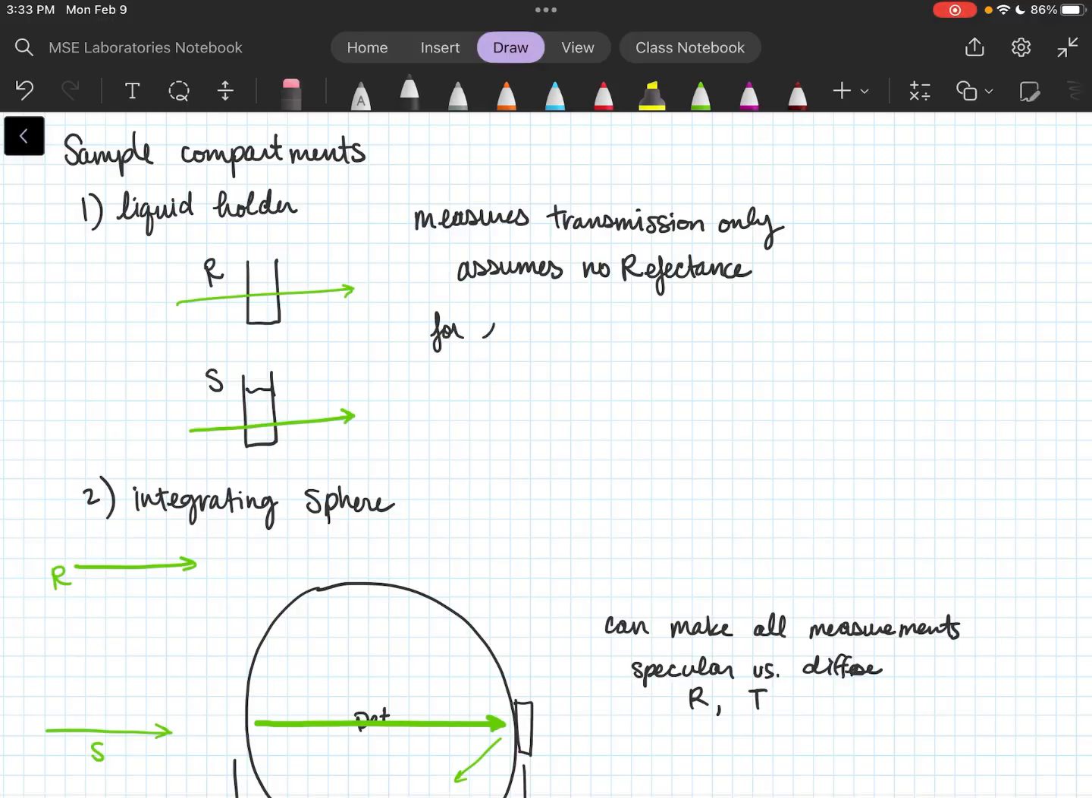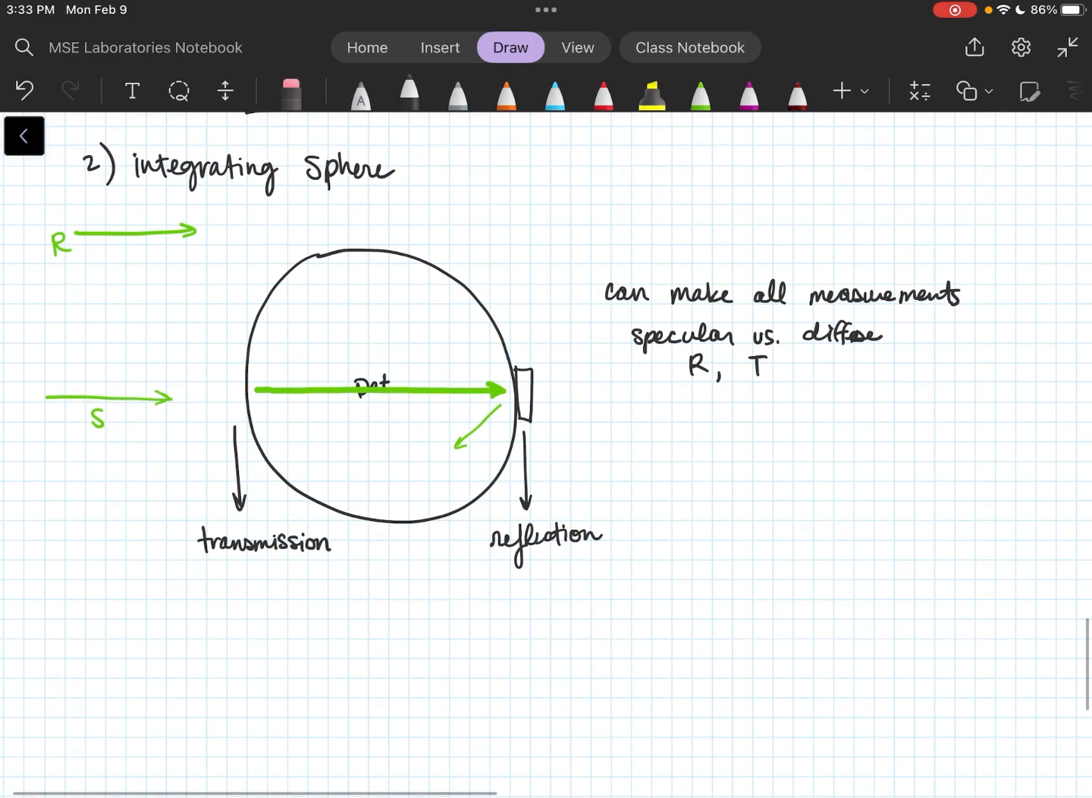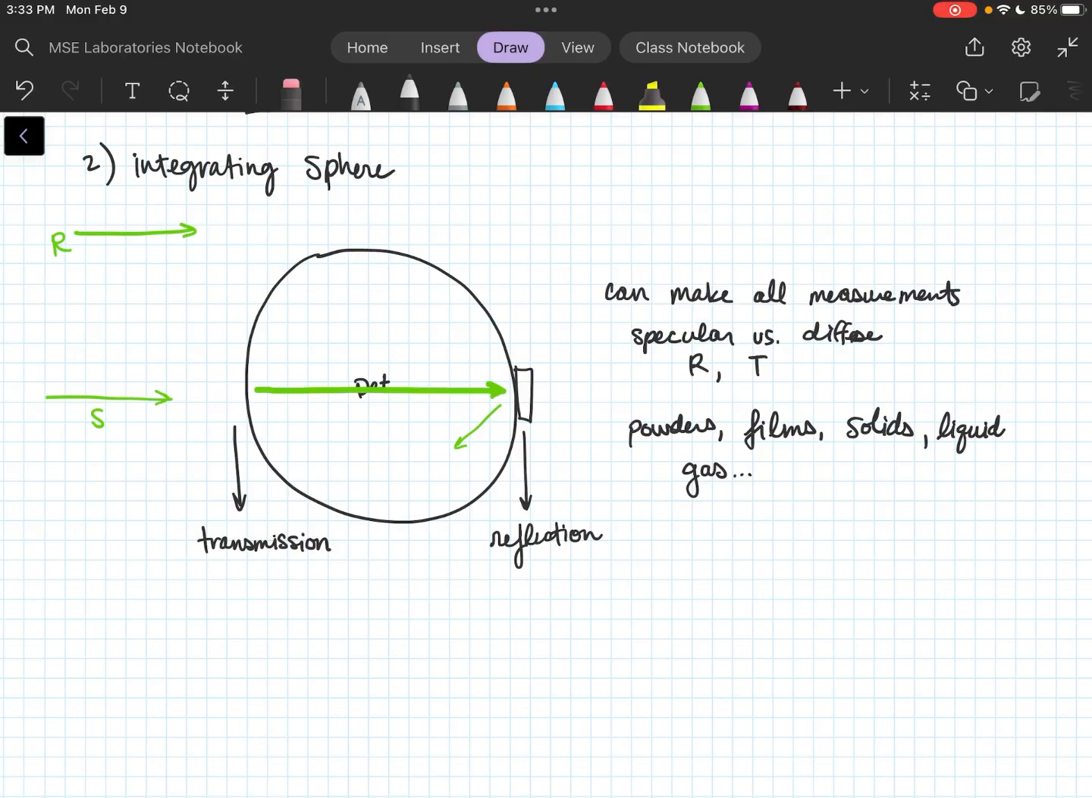I probably should have written this earlier, but obviously the liquid holder is for liquids, and for solids with no reflectance. In the integrating sphere, we can do powders, films, solids. You could technically do a liquid if you had the right holder. You could technically do a gas if you had the right holder. You can do pretty much anything in an integrating sphere as long as you can contain the sample and put it in the beam path somehow.